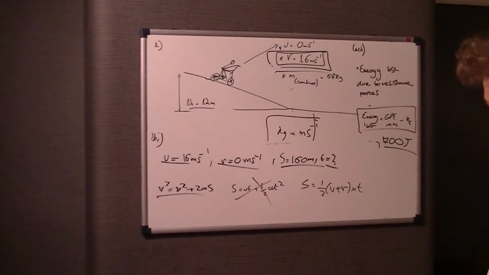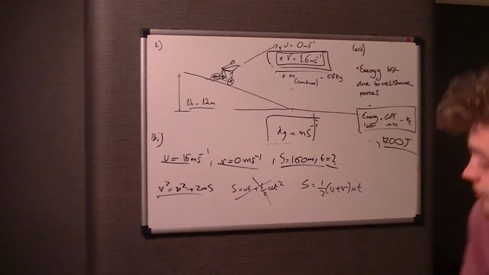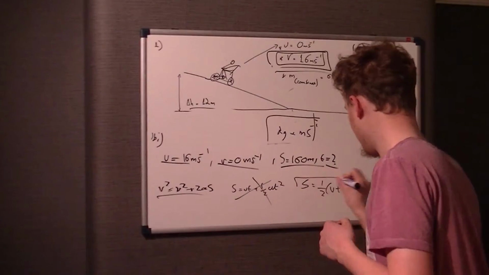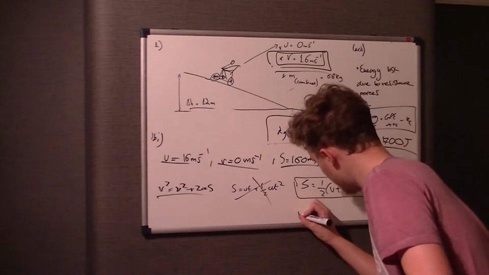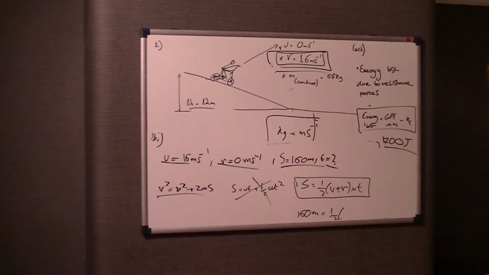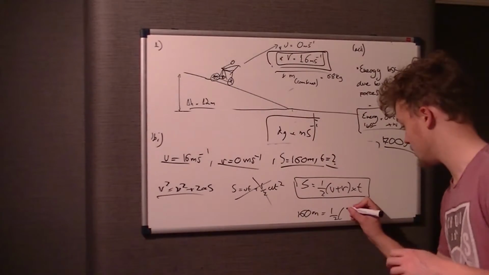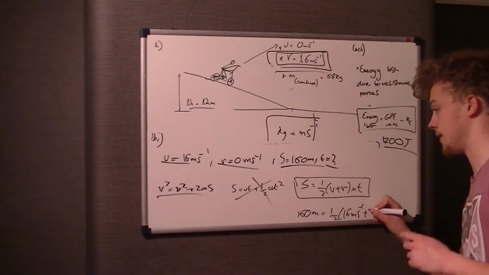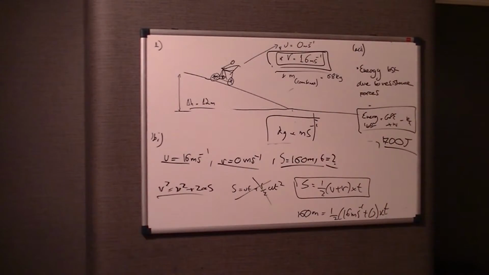That is the equation we would use, because we assume the deceleration to be constant. It hasn't asked us for the deceleration, it simply asked us for the time. So we're going to use that equation, subbing in what we know. So 160 metres is equal to a half of (u plus v), so 16 metres per second plus 0, times t. So therefore it'd be 160 over 8.